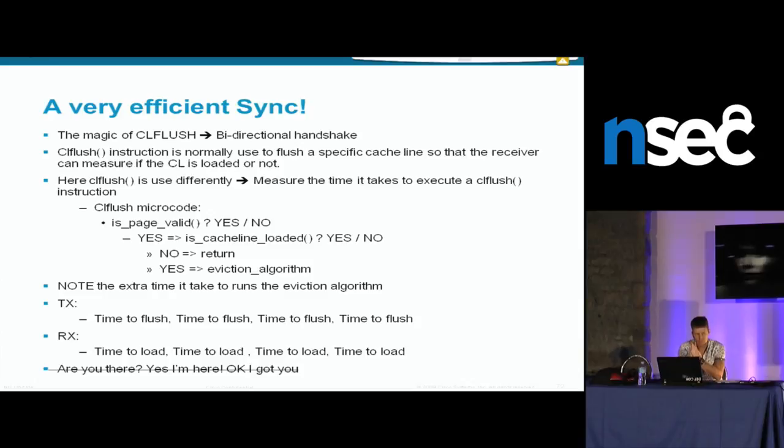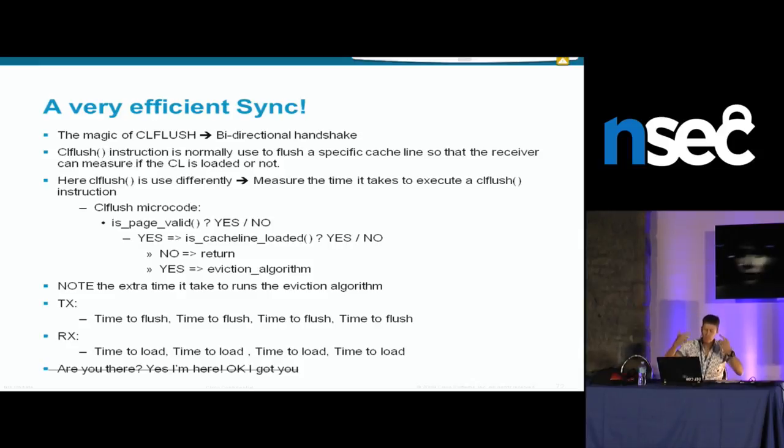The CL flush instruction is an x86 instruction. This thing is normally used to flush a specific cache line so that the other guy running on the other side can measure if that cache line is loaded or not. So here, the idea I had is I'm using CL flush in a different fashion. Instead, I'm measuring the time it takes to run the CL flush instruction.